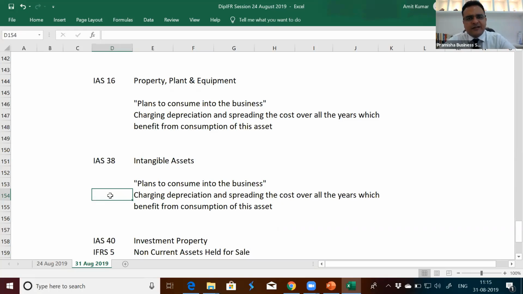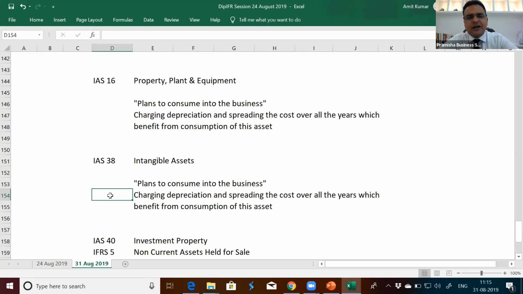When we use this asset, we produce goods, we provide services. Those services help in generating revenue. Against this revenue, there should be a cost which we have incurred in the form of consumption of this asset, and it should be recorded in the P&L account in the form of depreciation or amortization.